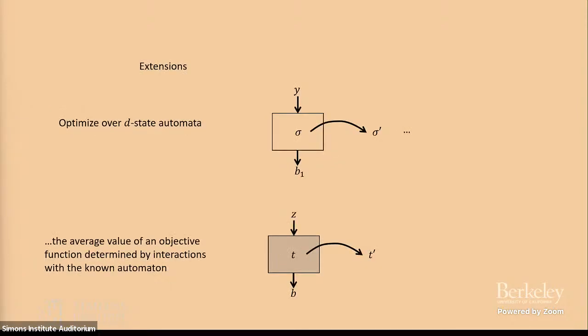Okay, there's an extension of this problem, because if you think about how you count, how do you verify that you have the sequence 00001? You could imagine that another automaton is verifying that the first automaton, where you're optimizing, is actually producing this sequence. So you could consider some optimization where you want to optimize for a D-state automaton an objective function that is determined by interactions of this automaton with some non-automaton.